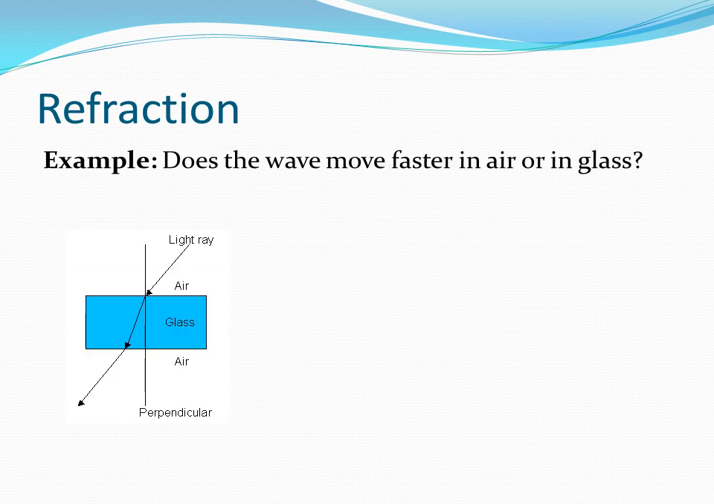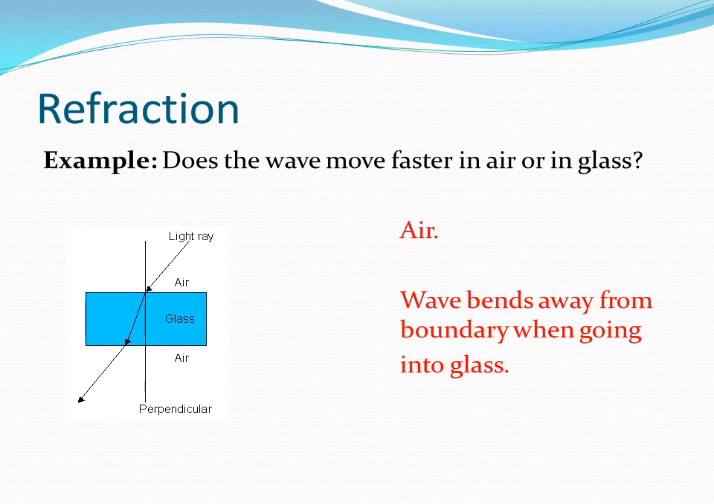Here's an example. Does the wave move faster in air or glass? I notice as light travels from air to glass, it bends towards the perpendicular or away from the boundary. In other words, it slows down when it hits. As a result, it travels faster in air.